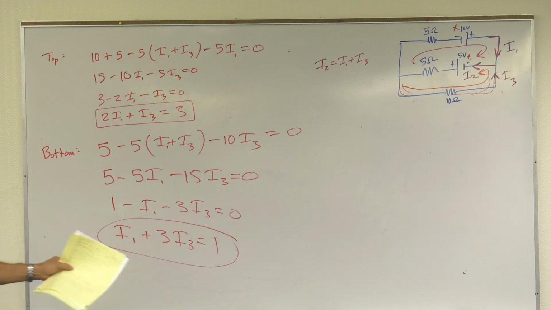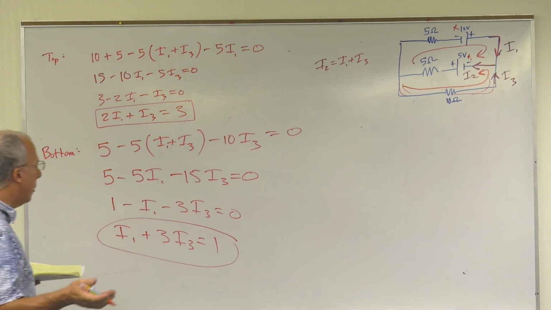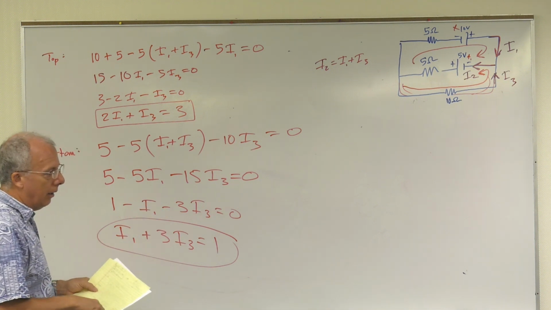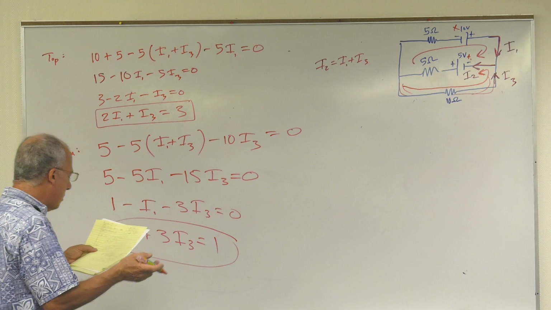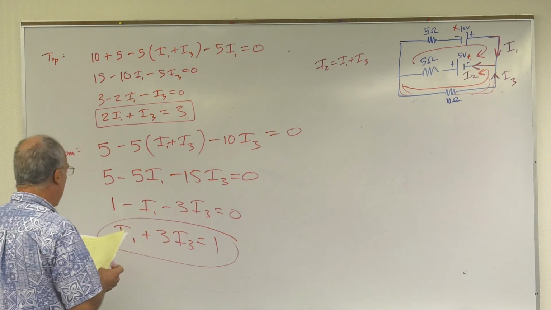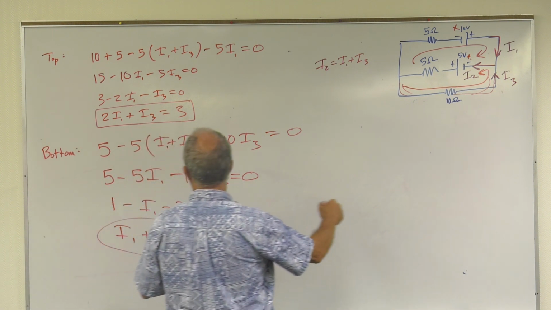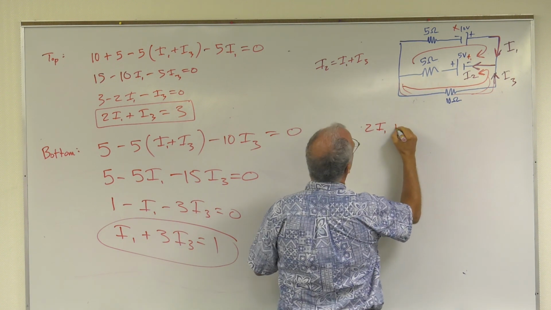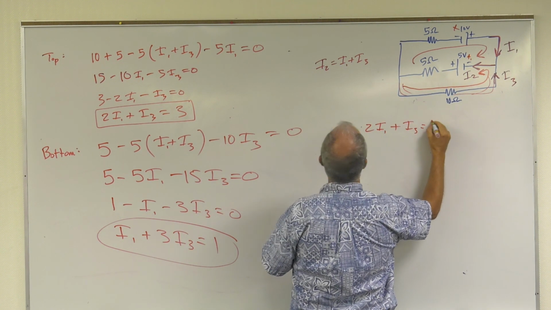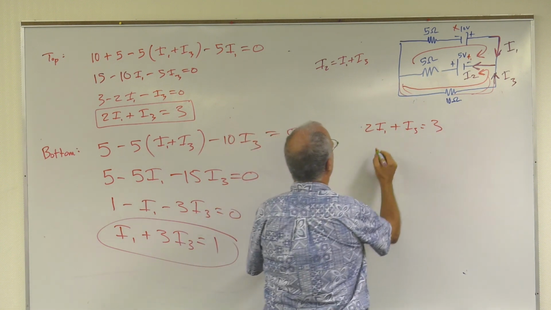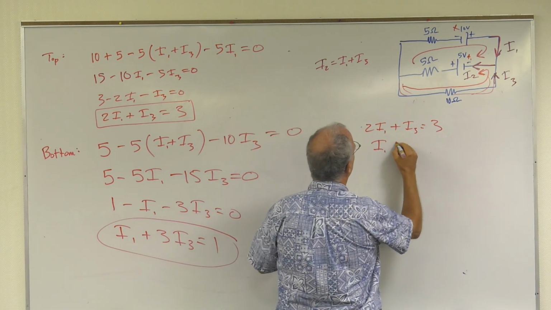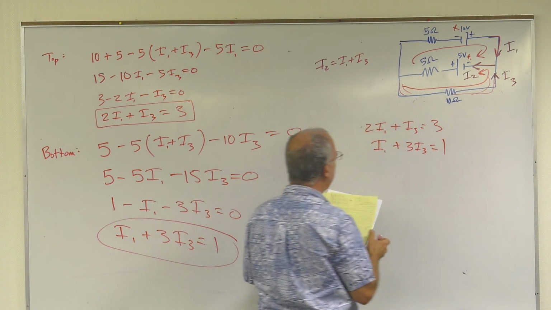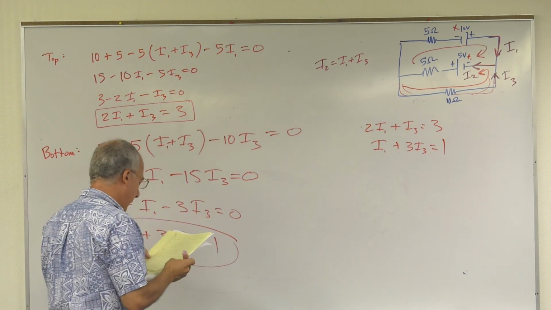Now you solve it however you want to solve it. I'll solve it the way I do it. You don't have to do it my way. You can do whatever you want to do. Some people use substitution. It doesn't matter. Really, you do what you want to do. Okay, so I'll show you how I do it. So the first one is 2I1 plus I3 equals 3. The second one is I1 plus 3 I3 equals 1, right? So two equations, two unknowns.